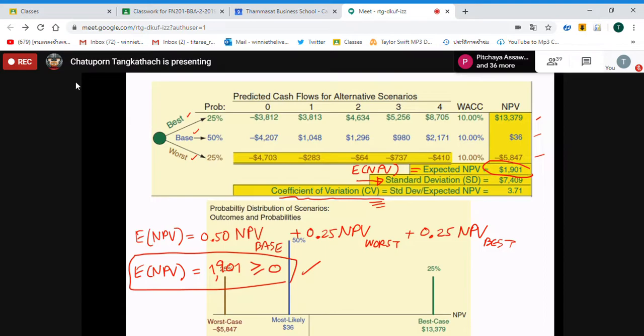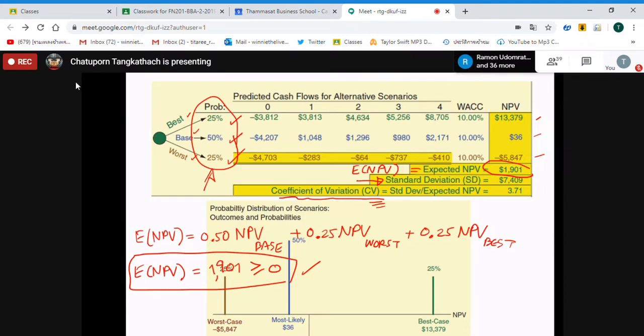Is the probability of the best case and worst case fixed? No. For the probability, in fact, there is no theory for you to put in the probability. Normally, the analyst, like yourself, if you analyze this project, you need to assign the probability by yourself. Okay, this is the probability.